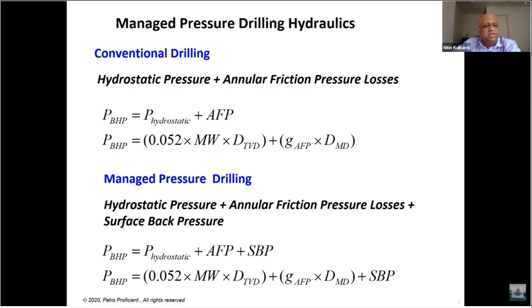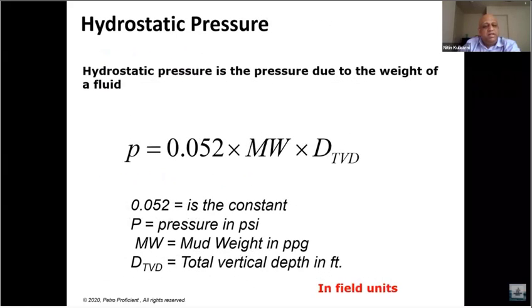But what happens in managed pressure drilling is you have an additional component of surface back pressure. And if you break down the equation, you will see here at the bottom, you have the calculation for your hydrostatic pressure, your calculations for friction pressure, and your calculations of surface back pressure. And this is the equation that most of us would be familiar with for calculating hydrostatic pressure.